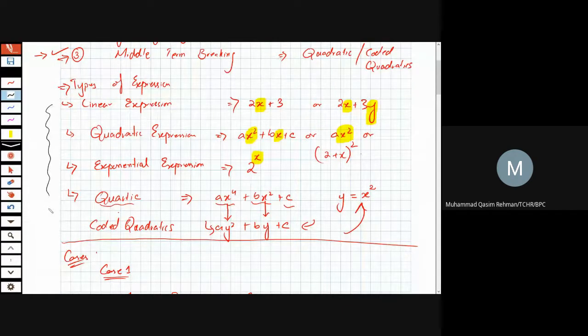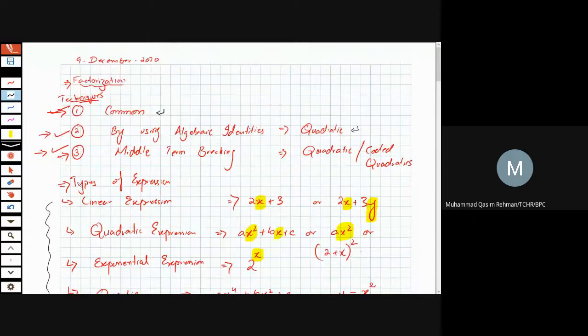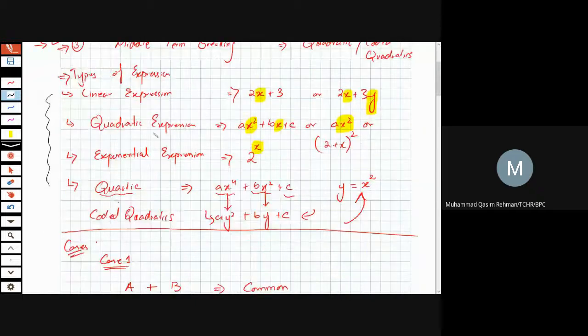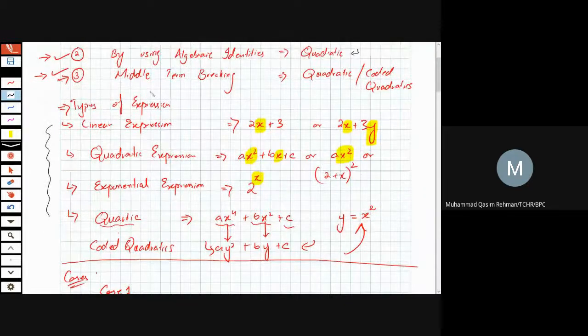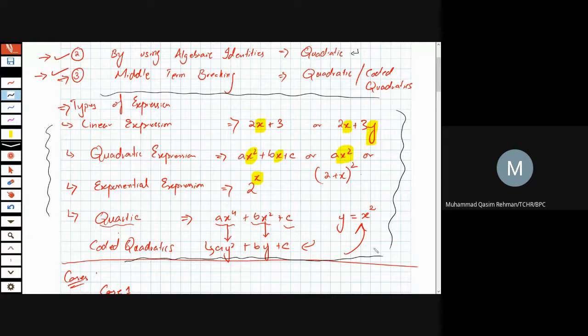We will be deciding what kind of equation or expression we have so that we can decide the technique accordingly. This was just for the general knowledge because we shall be encountering all these kinds of expressions, and later on the same expressions will develop into equations, and then we shall be solving them.